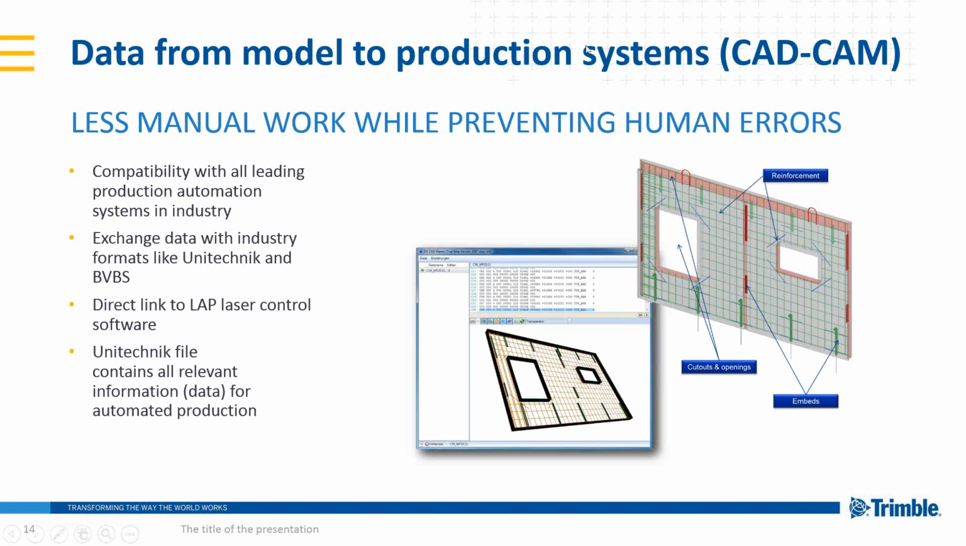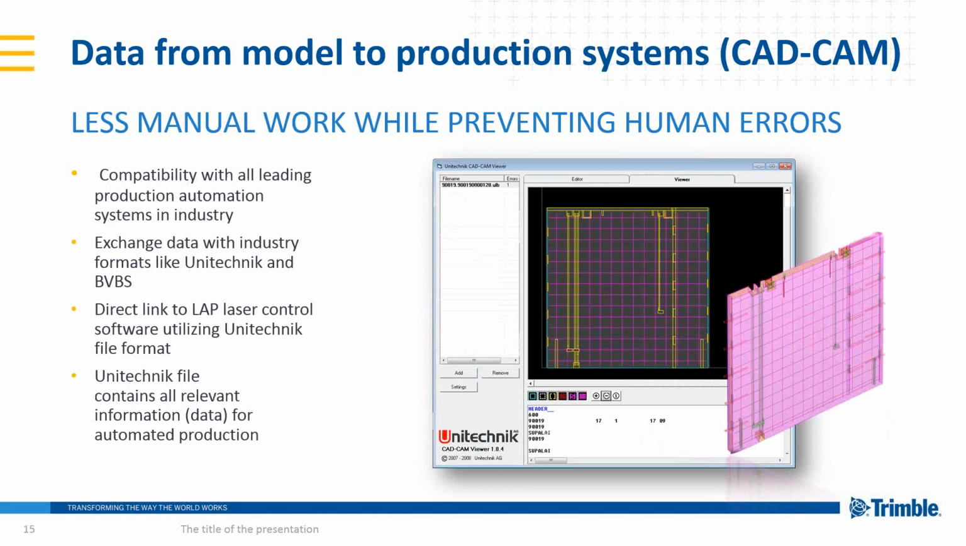Here you can see a simple representation of a data file and what it contains. So in a Unitechnic file, information about element outlines, recesses, and openings is included, and this information can be sent automatically to a laser projection system. And in addition, positions for different embeds and reinforcement information can also be included in our data files. And here again, production file content visualized with Unitechnic Viewer, which can be used, for example, to check the file content.